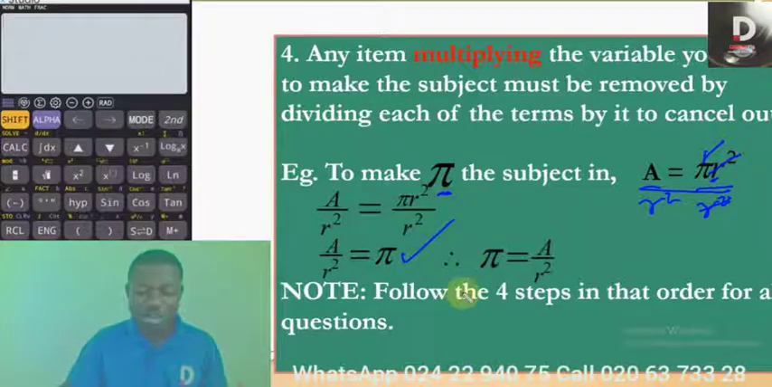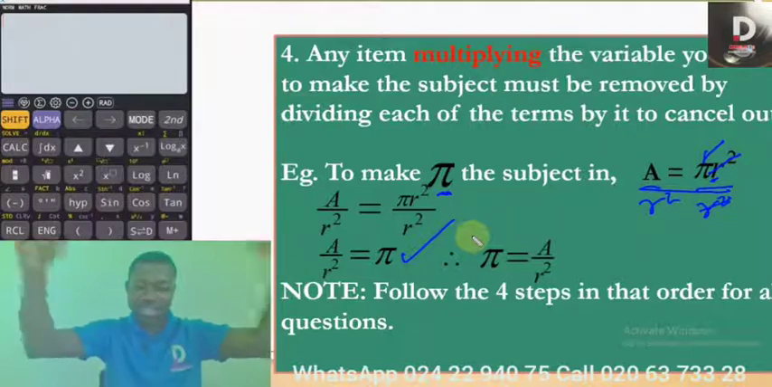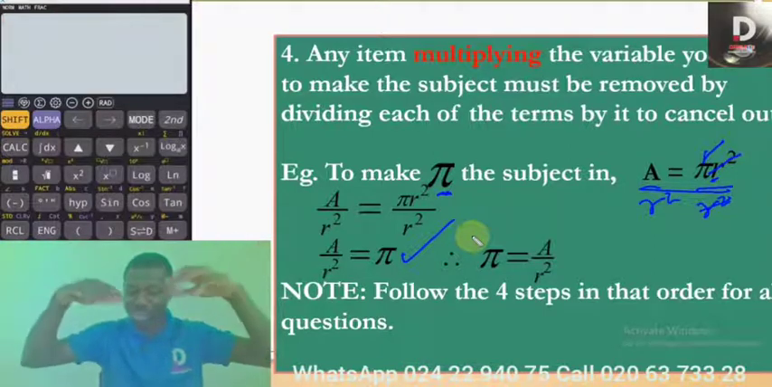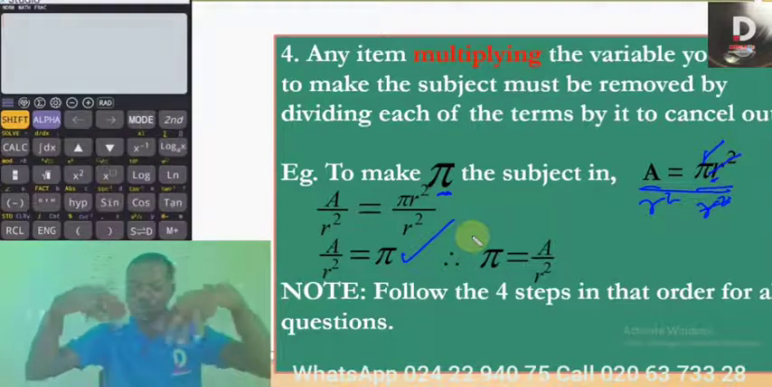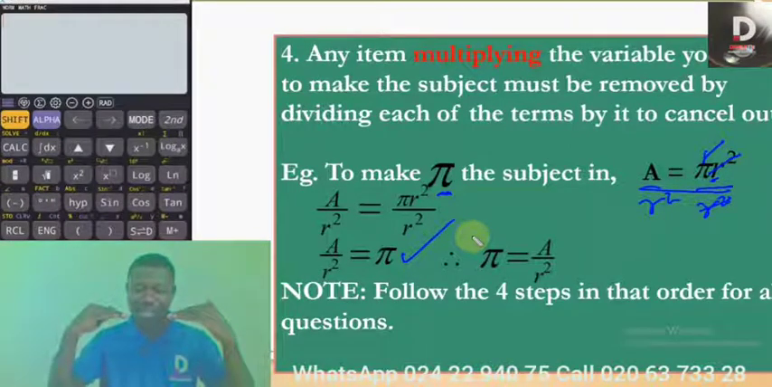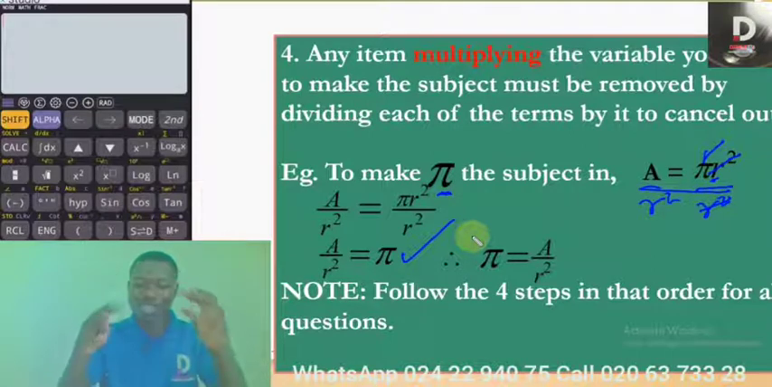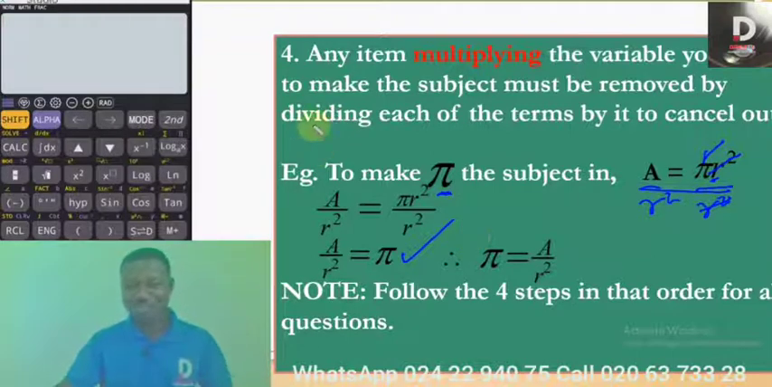That is all. So these are the 4 main steps you are expected to follow. Open the veil. That one is easy to remember because you must have access. So if there's a power root, open it first by introducing the opposite. Then make it linear when it's fraction by finding the LCM, multiply by each other terms, cancel out, become linear. Then if there's something multiplying, divide. These 4 steps work like magic. Obey it, go by it, and you're free. Let's see some examples of that.